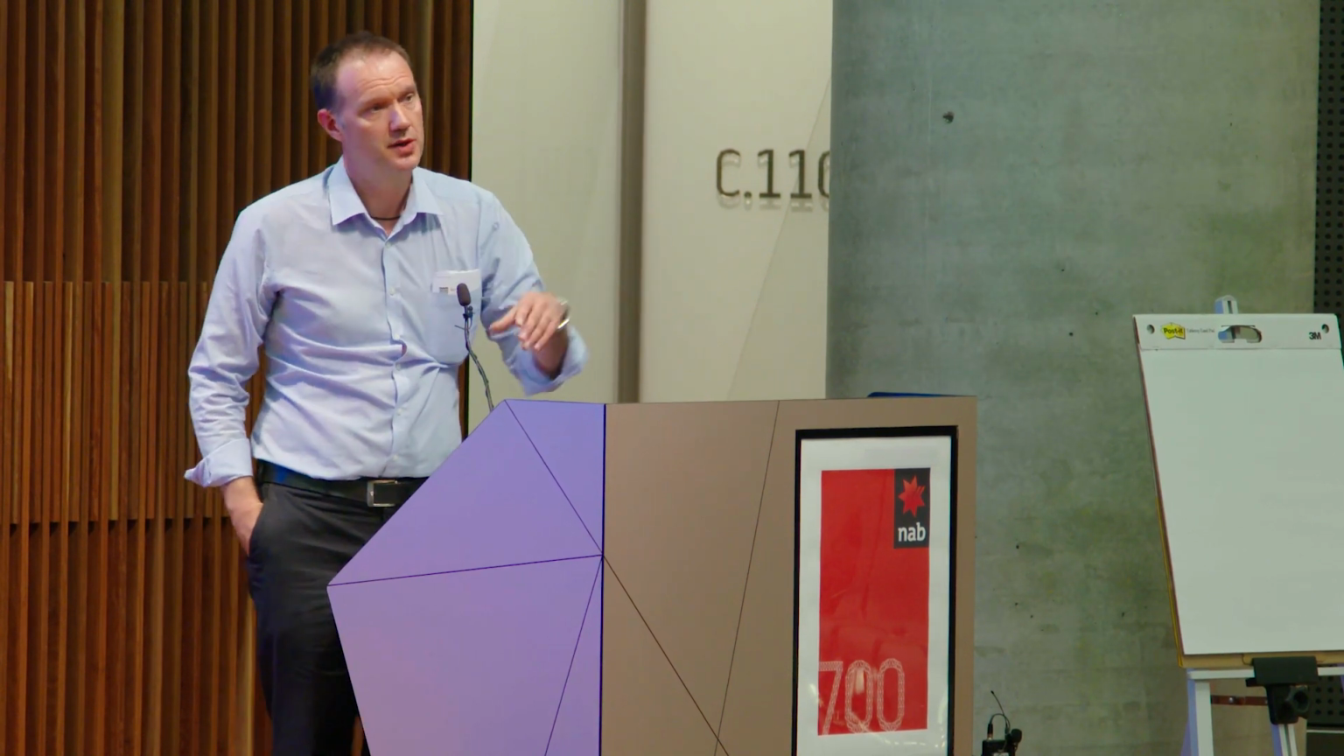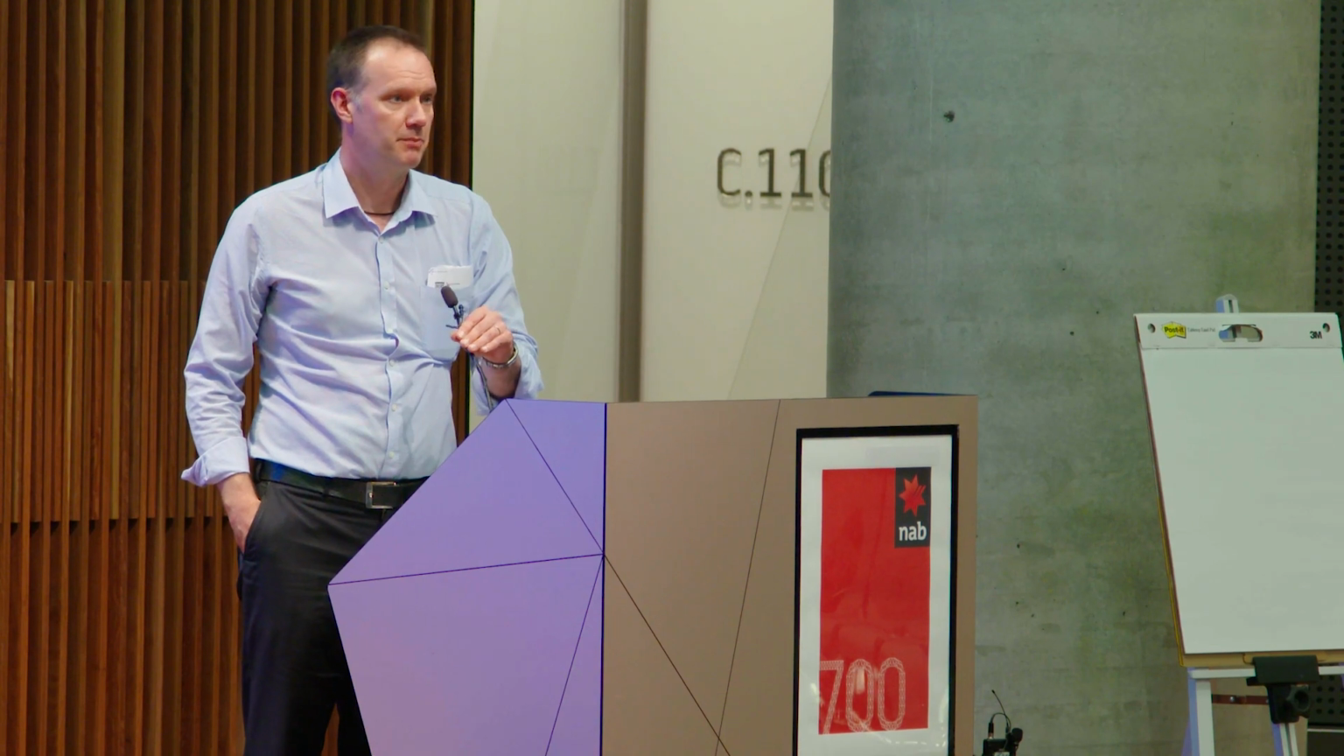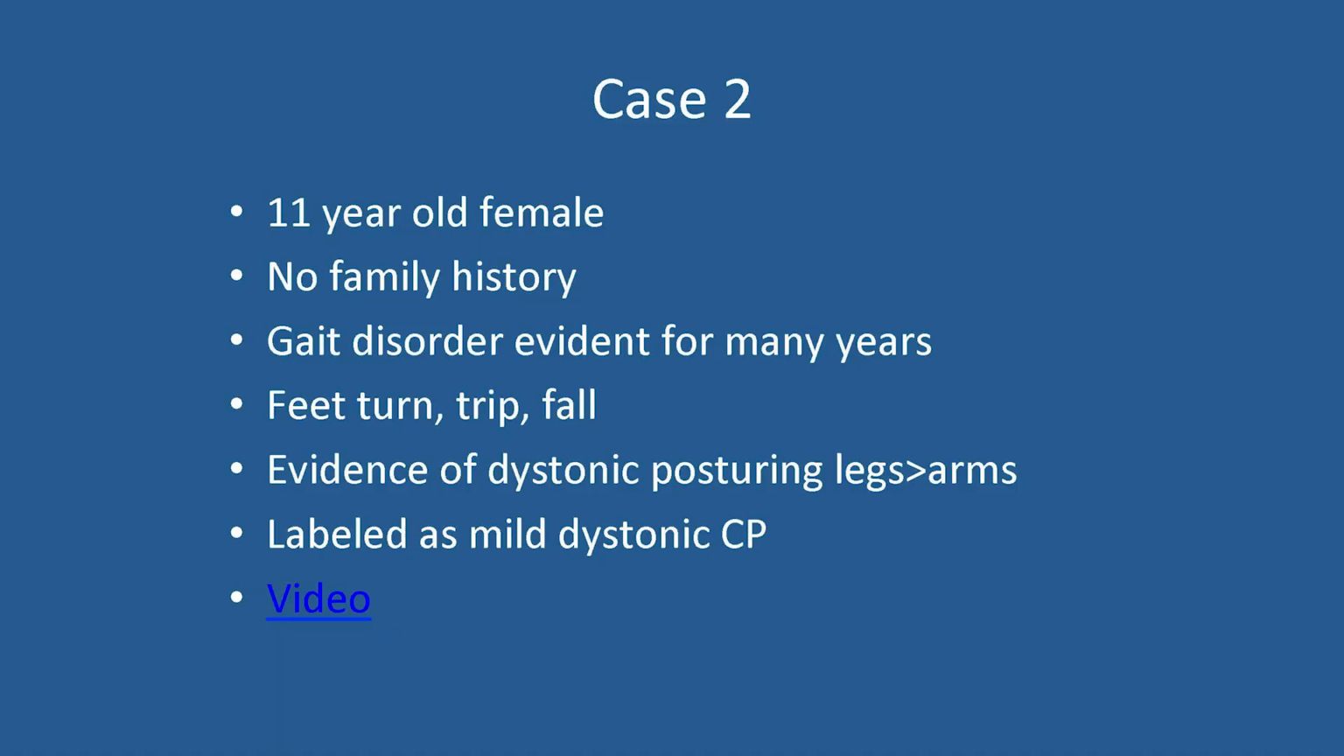And this syndrome is one of those really pleasing disorders to diagnose and treat, and it's one of the things that you always look out for as a neurologist. So it's a young lady who was pretty good, but she had a gait disorder that she'd had for many years and caused tripping, and was labeled as mild dystonic CP.